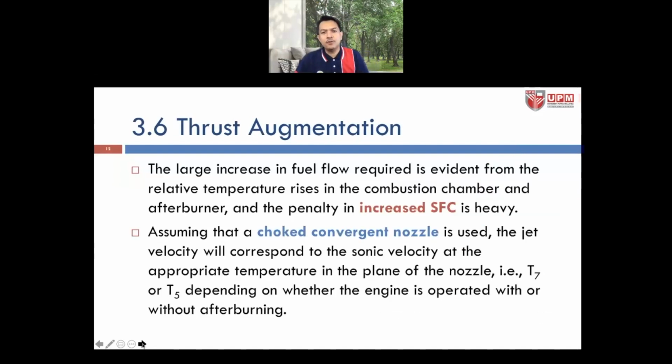The large increase in fuel required is evident from the relative temperature rises in the combustion chamber as well as in the afterburner. However, there is a penalty: an increase in specific fuel consumption. Assuming that a choked convergent nozzle is used, the jet velocity will correspond to the sonic velocity at the appropriate temperature in the plane of the nozzle. In other words, T7 or T5, depending on whether the engine is operated with or without the afterburning.